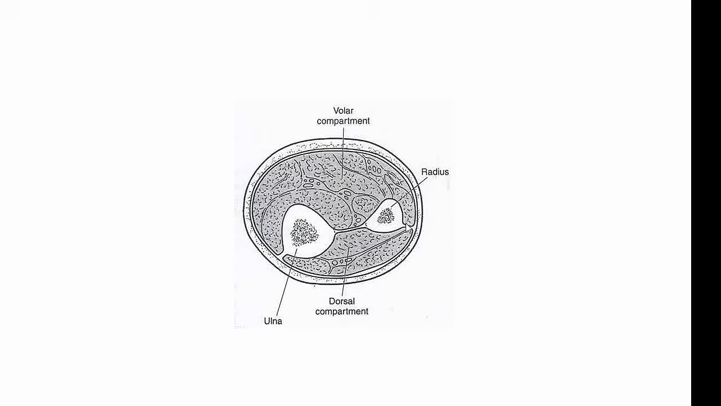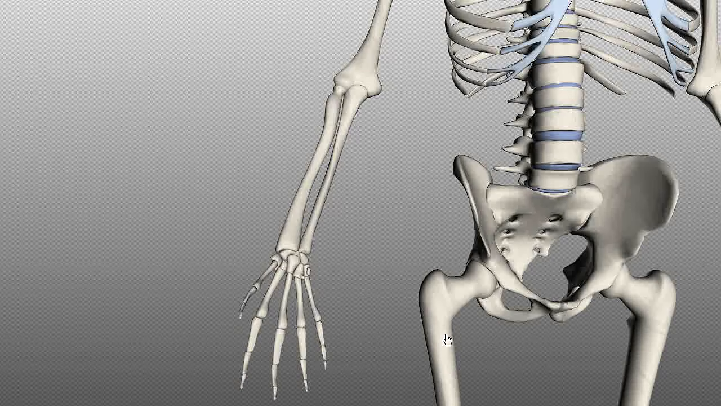Connecting to the radius you've got the lateral intermuscular septum, which connects to the deep fascia which surrounds the muscles of the forearm. So you've got these compartments, the anterior flexor compartment and the posterior extensor compartment. This interosseous membrane runs between the radius and the ulna in this gap here, separating the anterior and posterior compartments.